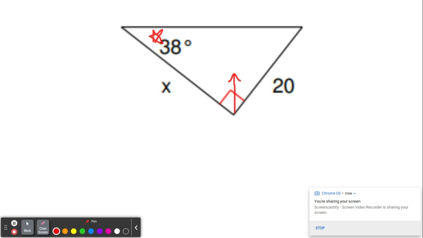So this is not a Pythagorean theorem problem. This is a trig problem. So once I label that angle, I can now go in and take care of my sides. The arrow through the right angle box points towards the hypotenuse. Let's use some Pac-Man method here on this one.